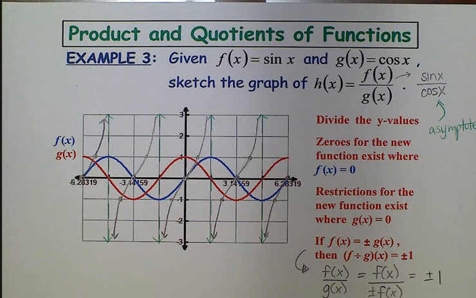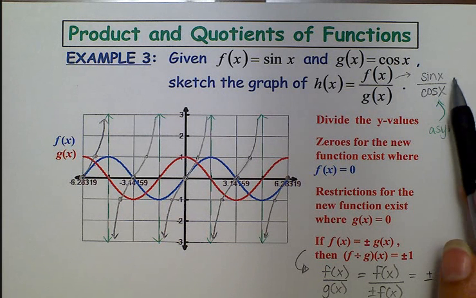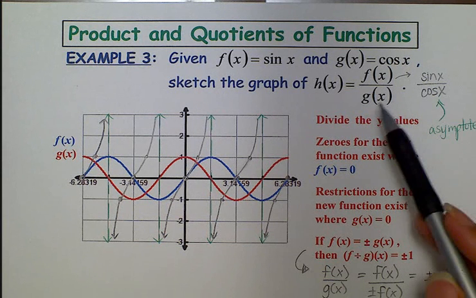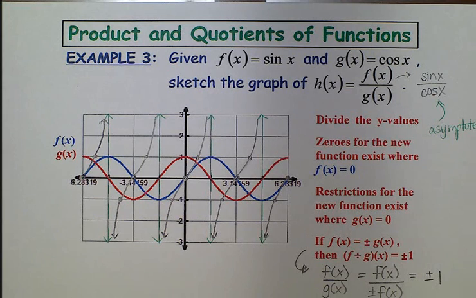Restrictions in the denominator are created because there are values of x that will make it 0, so you end up with some asymptotes. And wherever the numerator function is equal to 0, then the quotient of functions will also be equal to 0 at the same values of x. Okay, and that's pretty much it.